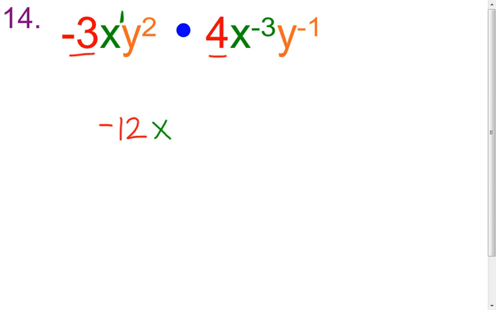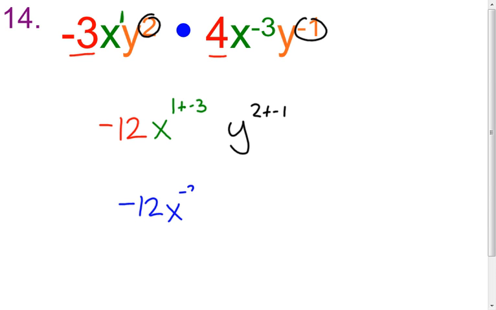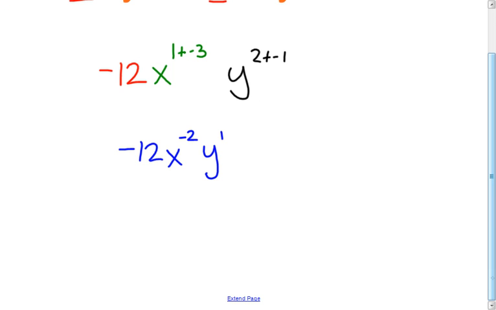So I have x to the 1 plus negative 3. And then let's go y to the 2 plus negative 1. Okay, so when I simplify that, I will have negative 12 x to the negative 2, y to the 1, and of course you don't really write the 1 there. Okay, only the x has a negative attitude right now and needs to be moved to the opposite spot.